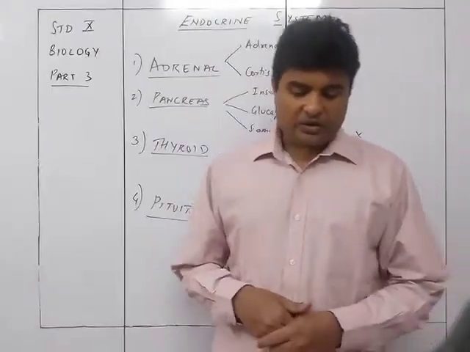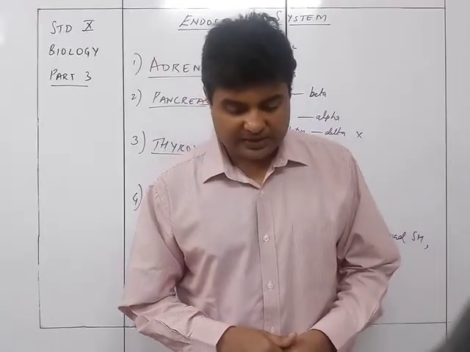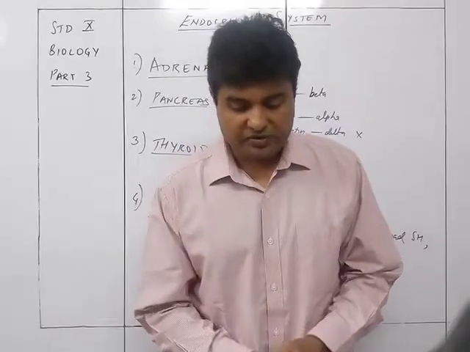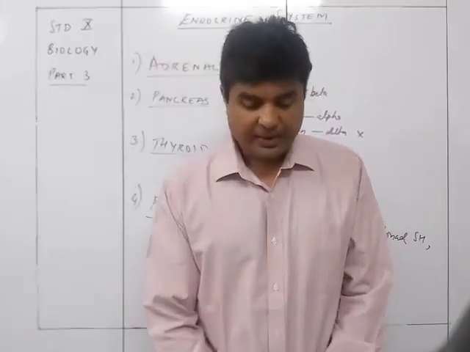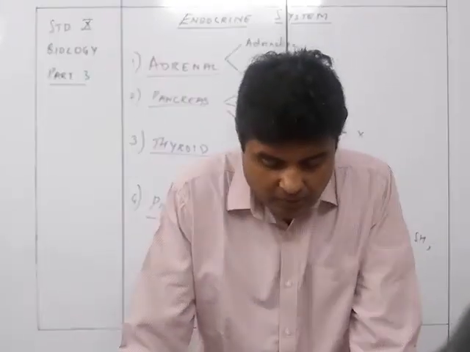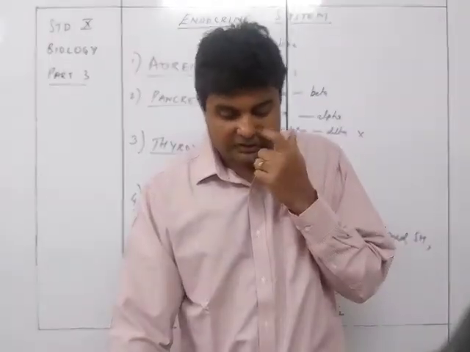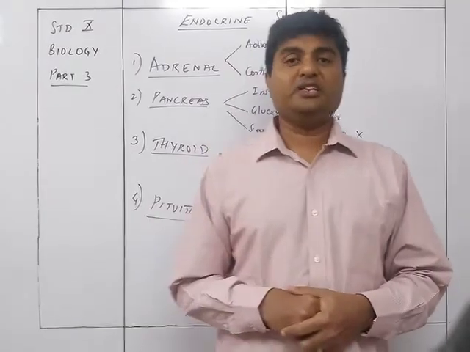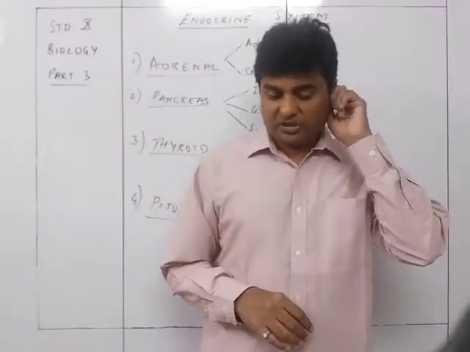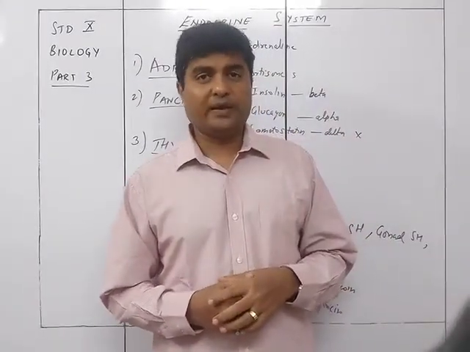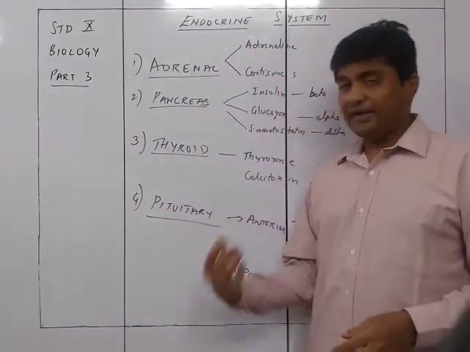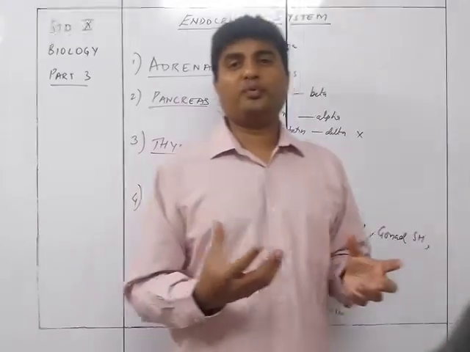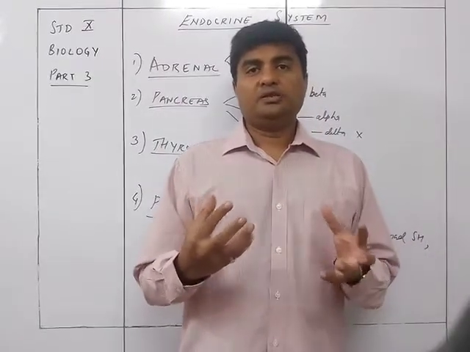The posterior pituitary produces antidiuretic hormone, or vasopressin, which increases reabsorption of water from the kidney tubules; its deficiency causes diabetes insipidus, or water diabetes. And oxytocin causes uterus contraction during childbirth and stimulates milk ejection. Okay, so these are the major functions of the hormones produced by the pituitary gland, anterior and posterior. Now, how does this secretion take place?